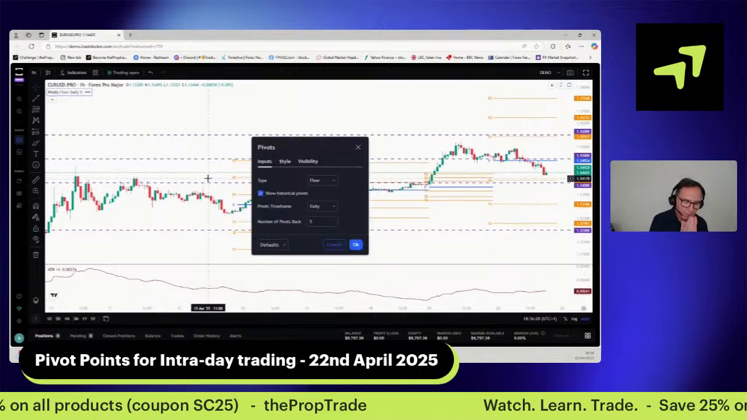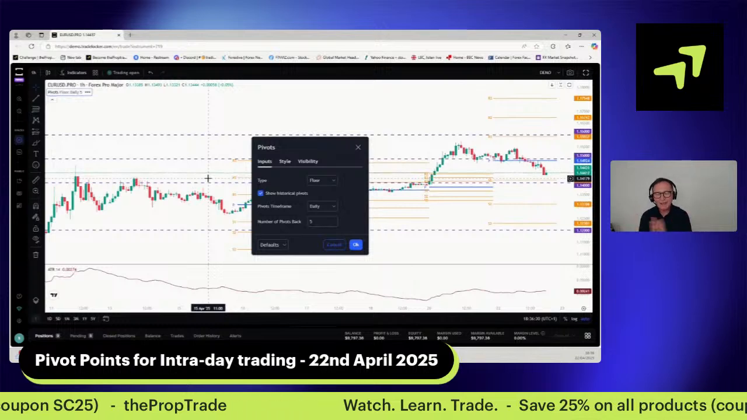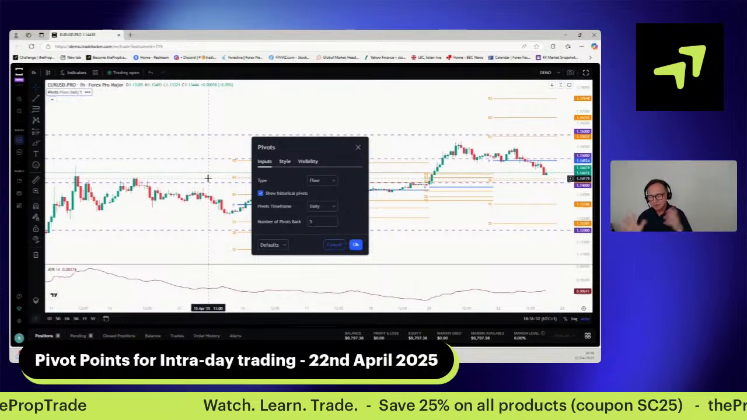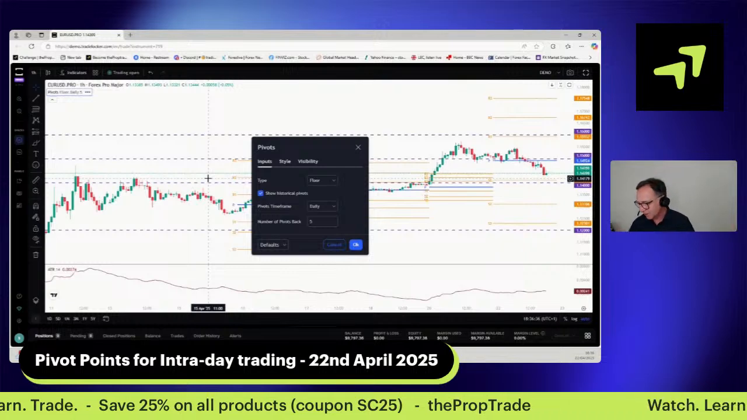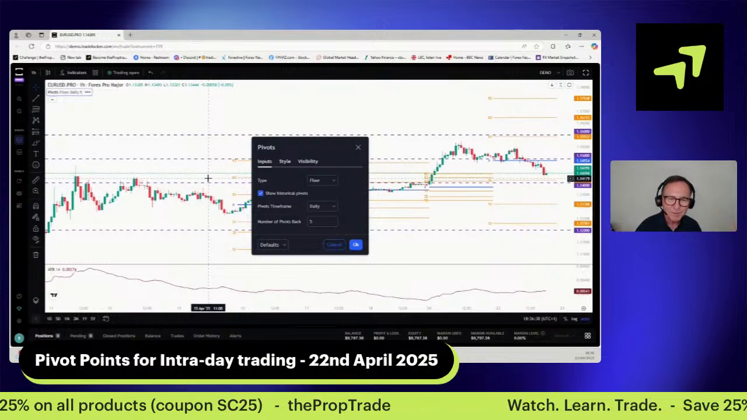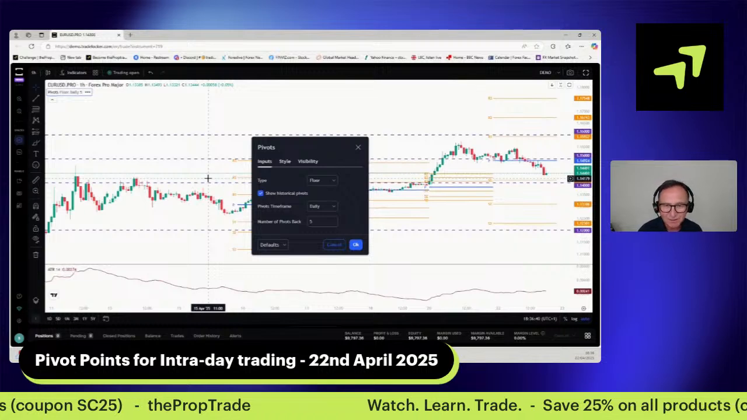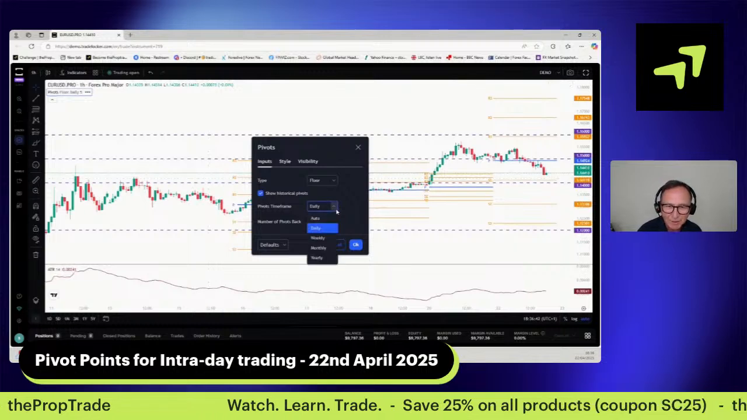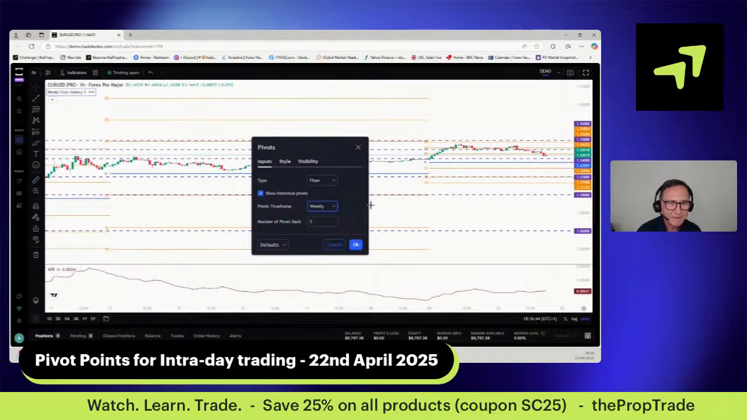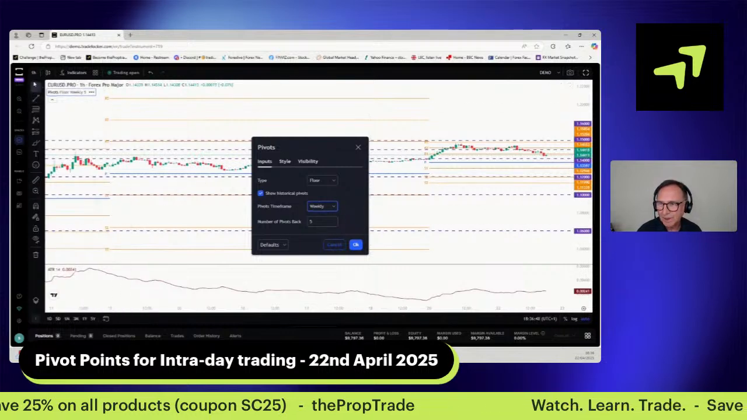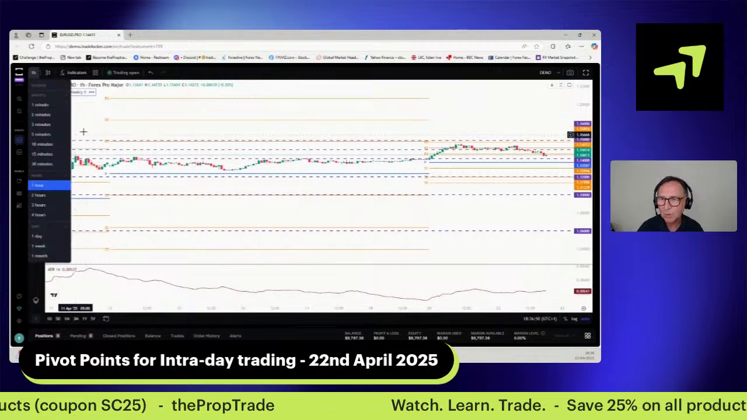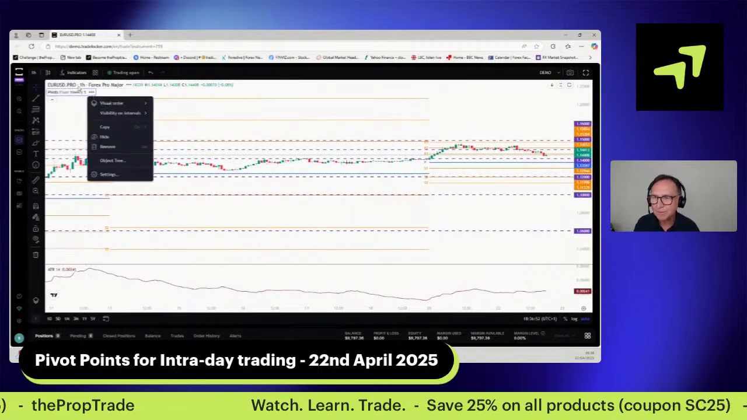I quite like it. People always ask me what's going to happen in 2026, or 2027, or at the end of the year and the beginning of the year. So I quite like the weekly and the monthly pivots on these higher time frames. So what I did there, we put the weekly time frame on.